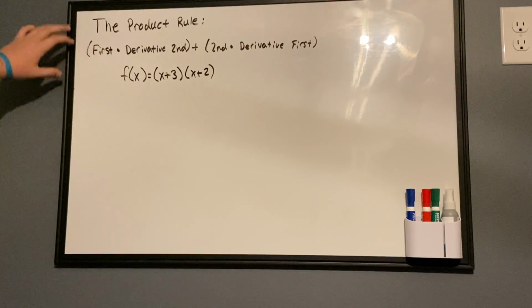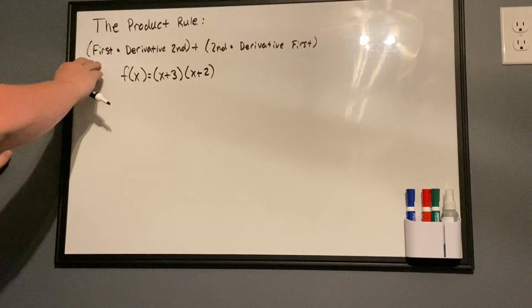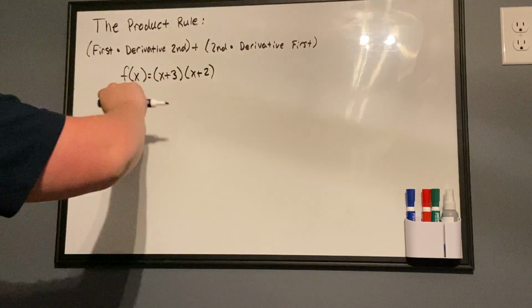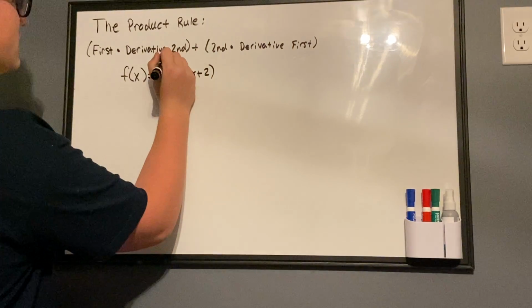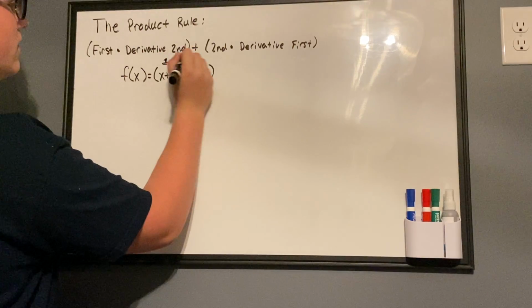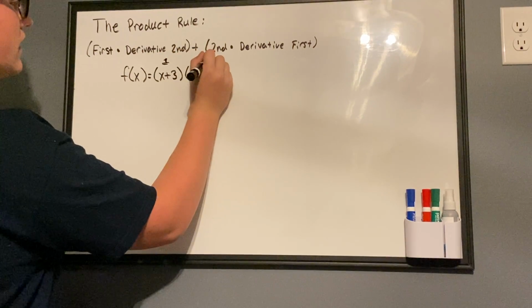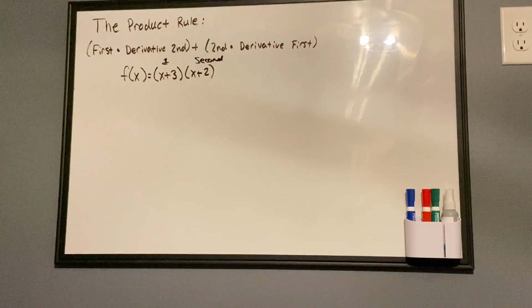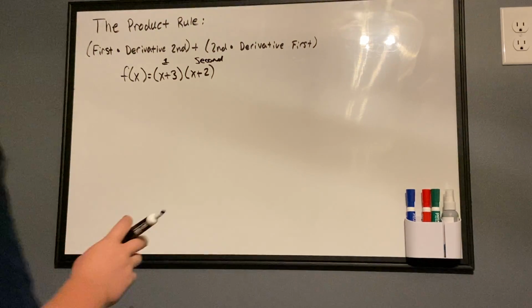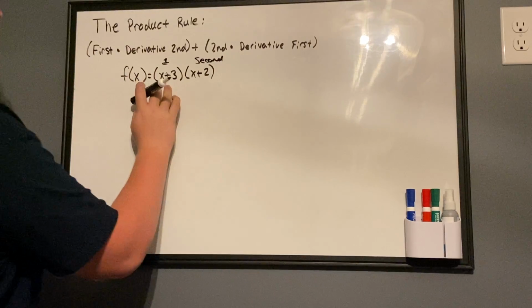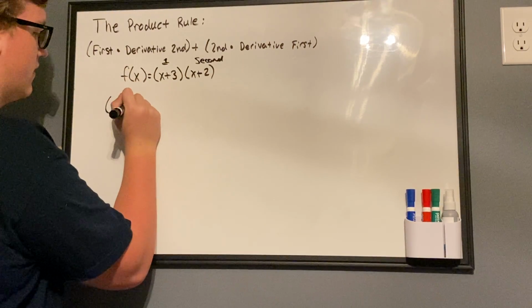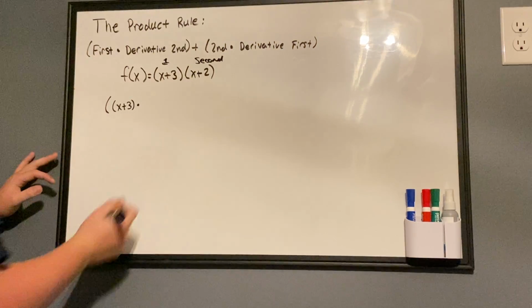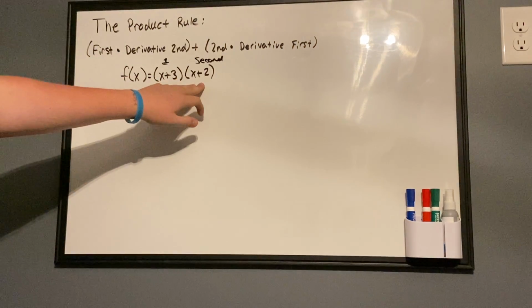This is the product rule. We're saying let's take the first term times the derivative of the second, plus the second term times the derivative of the first. So this is the first term and this is the second term. So what we have to do here is take the first term being multiplied, that's our x plus 3. So we have x plus 3, and we're going to multiply that by the derivative of the second term.